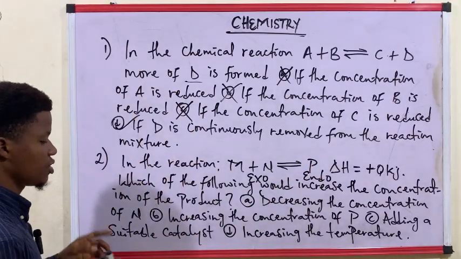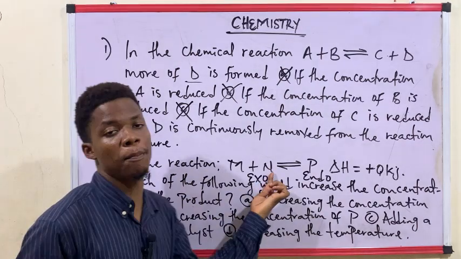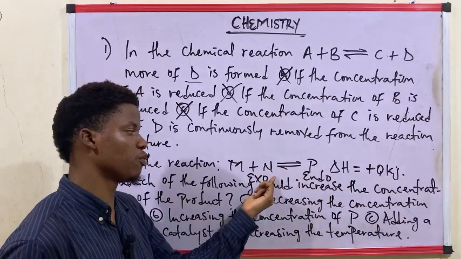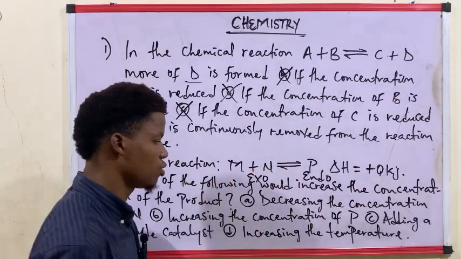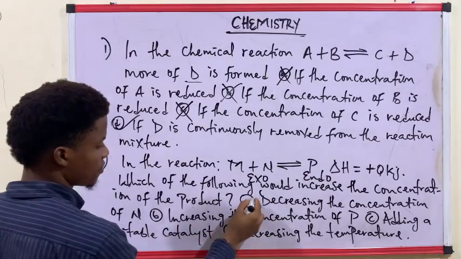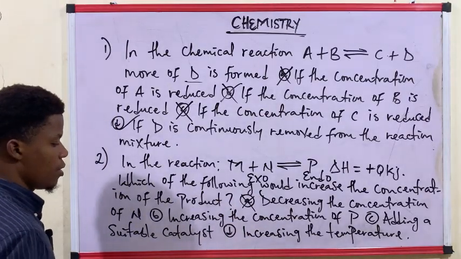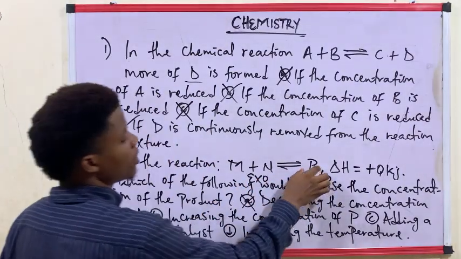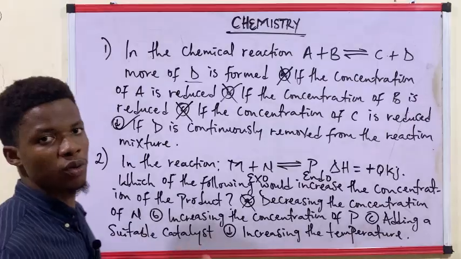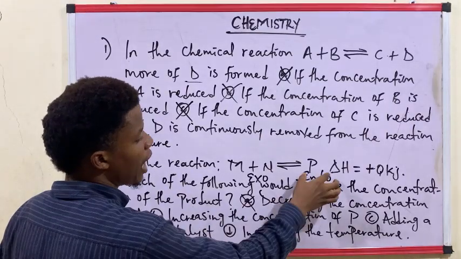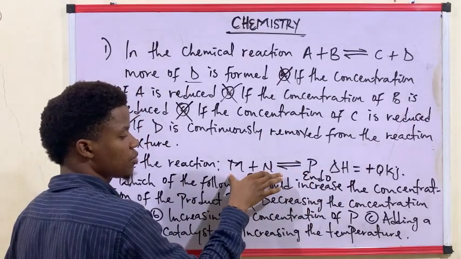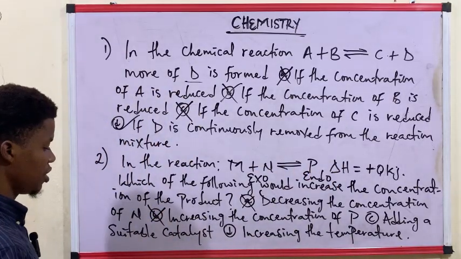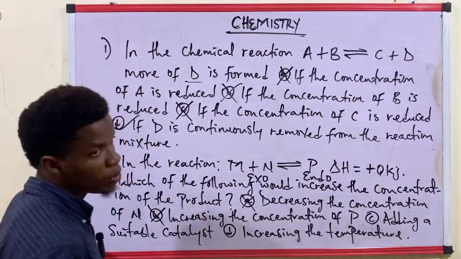A, decreasing the concentration of N. Remember, when you decrease from one part, that same part is favored. P is on our right, N is on the left. So if you remove from N, the left will be favored. So A is not part of it. Then B, increasing the concentration of P. If you increase the concentration of P, as you add to this, the opposite side is favored. Don't forget, when you add to one side, the opposite side is favored. So B is out.